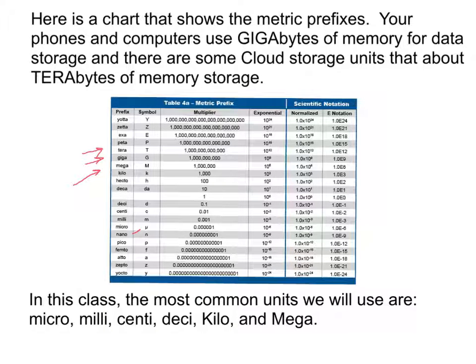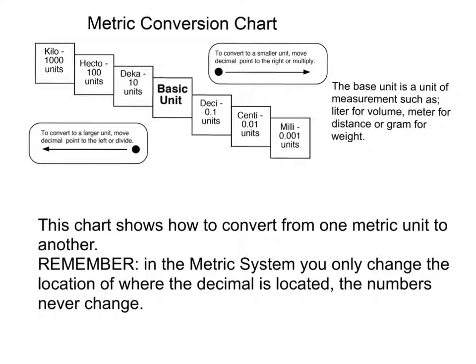However, in this class, our most common units are going to be micro, milli, centi, deci, kilo, and mega. If you can remember those, you'll get through most all of the stuff that we have to do in this class. Now, the basic way to do this, as I said, is just moving the decimal. When you want to go from one unit to the other, all you do is write the number down and move the decimal in the direction that it says.